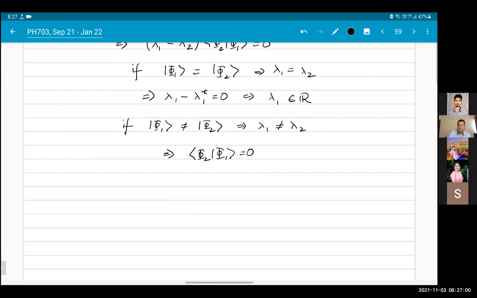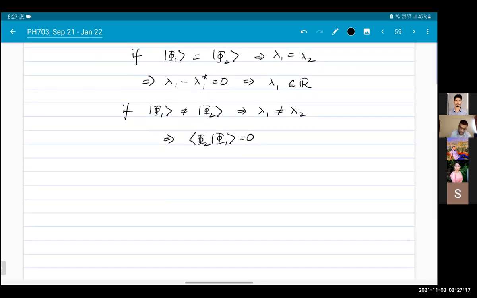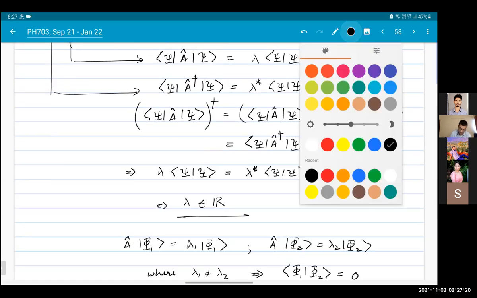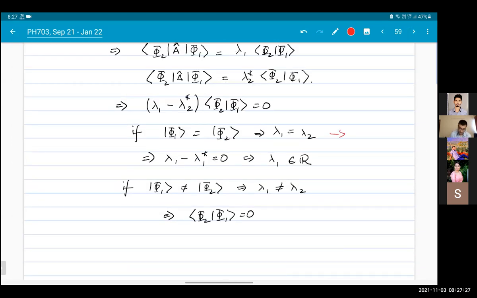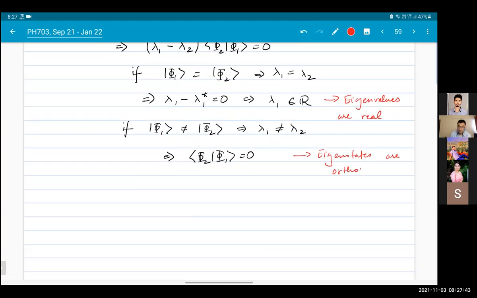The remaining part is that we have proved the orthogonality of the eigenstates, we have proved the reality of the eigenvalues, and then the remaining question is... So this is: eigenvalues are real. Eigenstates are orthogonal. Okay, any questions so far?